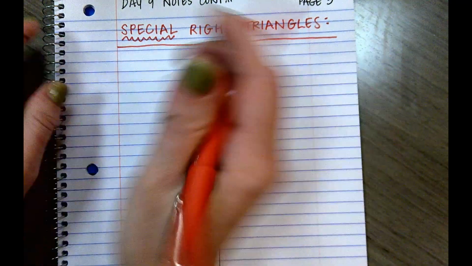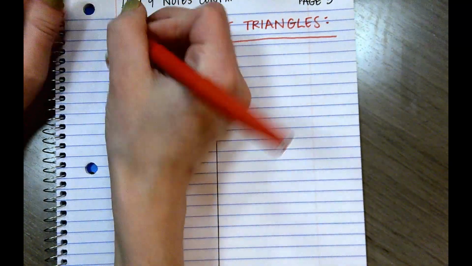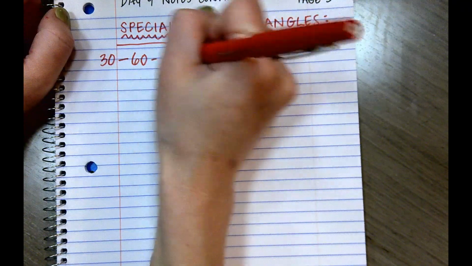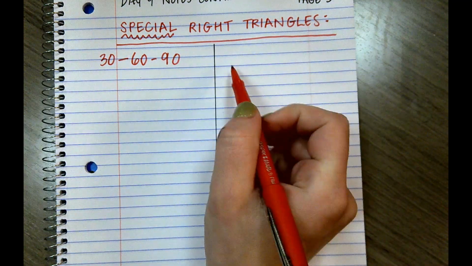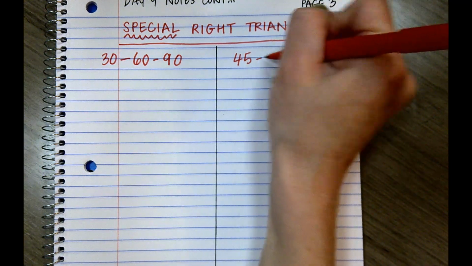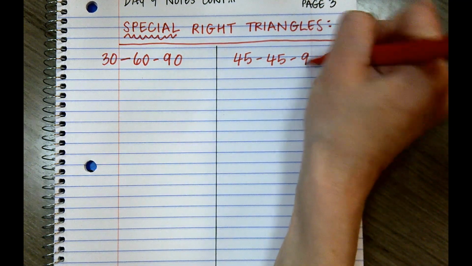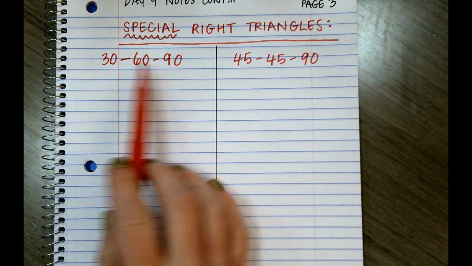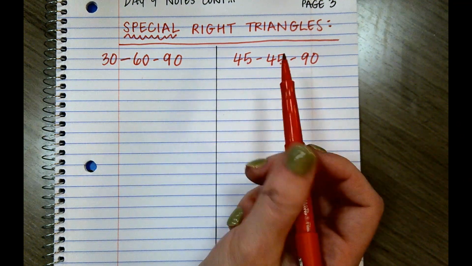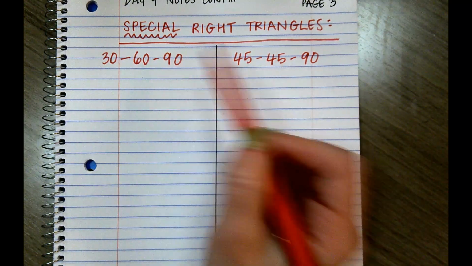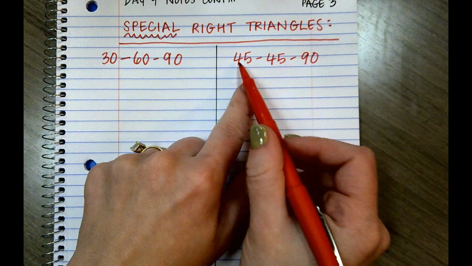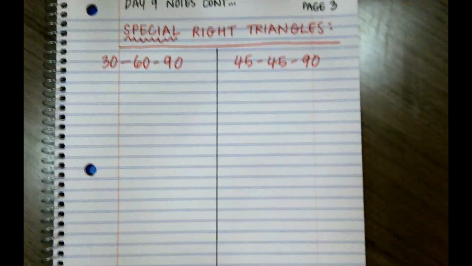We have 2 different types here. The first type is called a 30, 60, 90 triangle. And then the other kind is a 45, 45, 90. And these numbers are referring to the angles inside of these special right triangles. There's a 90 on both of them. The 30 and the 60 talk about the other 2 angles. 45 and 45 talk about the other 2 angles as well.